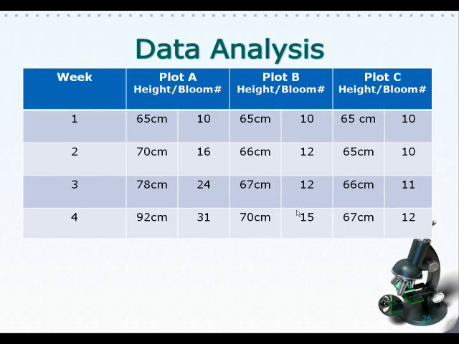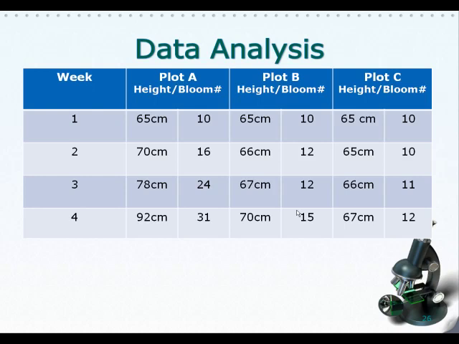The height of the plants in plot A increased from 70 centimeters to 78 centimeters. The height of plants in plot B increased from 66 centimeters to 67 centimeters. The height of plants in plot C increased from 65 centimeters to 66 centimeters.